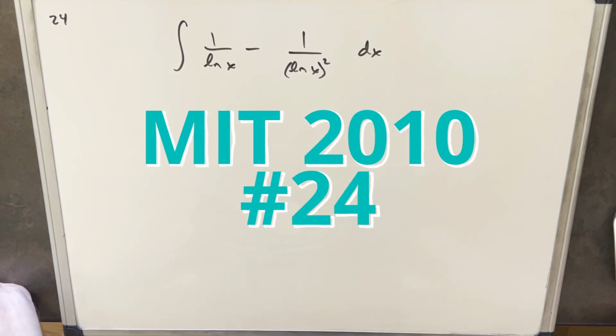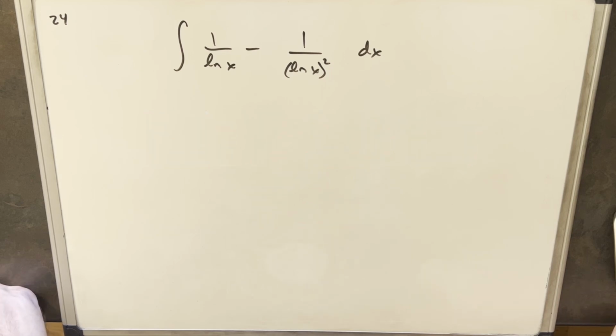Hey, we have here today another integral from the MIT Integration Bee 2010, problem 24. We have the integral of 1 over ln x minus 1 over ln x all squared dx. Okay, I thought this was really interesting.